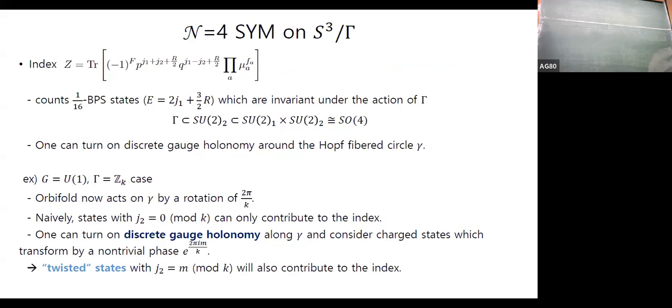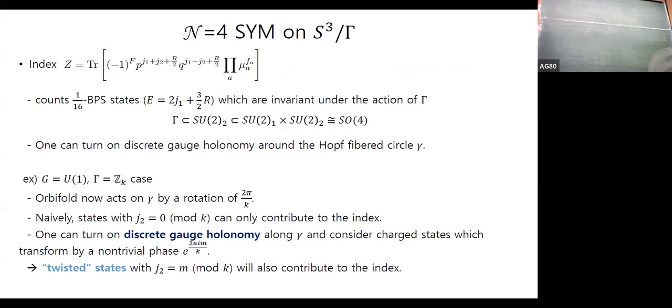But since we are now working with gauge theories, you can turn on some discrete gauge holonomy along the Hopf fiber circle and consider charged states which transform by a non-trivial phase of 2π m over k by introducing this discrete gauge holonomy.